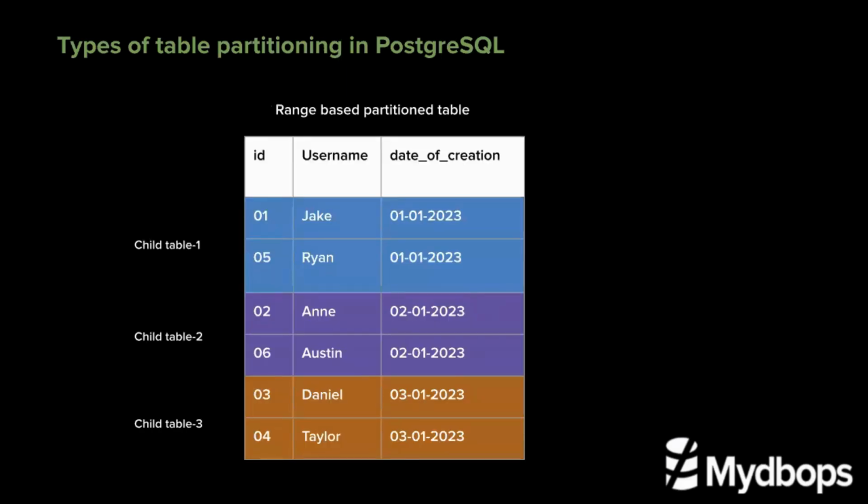So here we can see an example of a range-based partition table where, in this case, based on the date of creation column, the data is being segregated in the parent table.